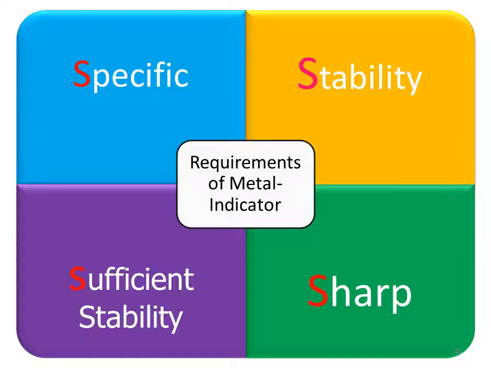So the requirements of the metal indicator, again: it should be specific for the metal, and sufficiently stable, not to be detached unless the reaction is complete with the EDTA. The stability of the EDTA metal complex should be more than the stability of the metal indicator complex, and a different color should be present in the metallized form of the indicator and the free form.